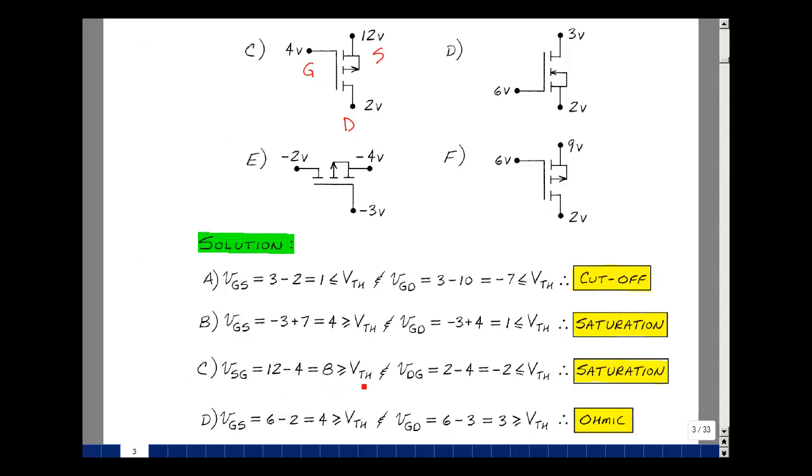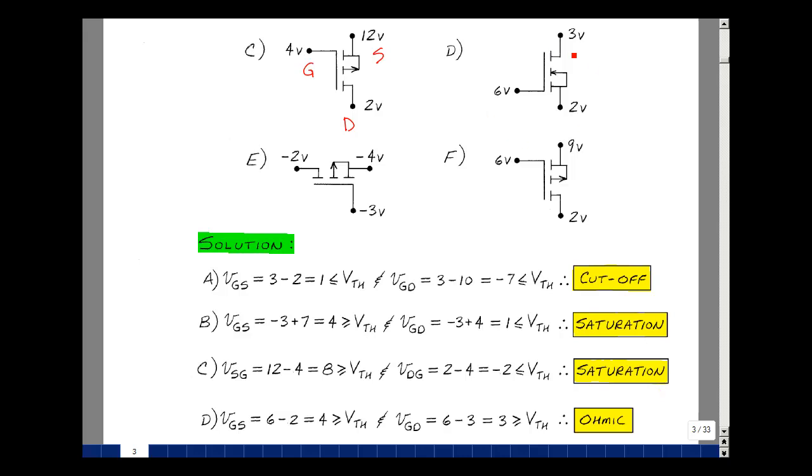And we're going to solve now for the drain to gate. Here's my drain, here's my gate, so that's 2 minus 4, that's minus 2. Minus 2 is less than plus 2, which is the threshold voltage. So we have the source to gate greater than threshold, and the drain to gate less than threshold. That's our definition for current saturation, or just saturation.